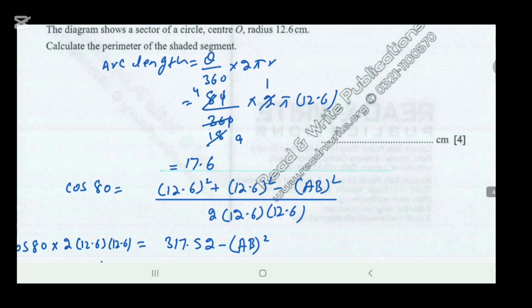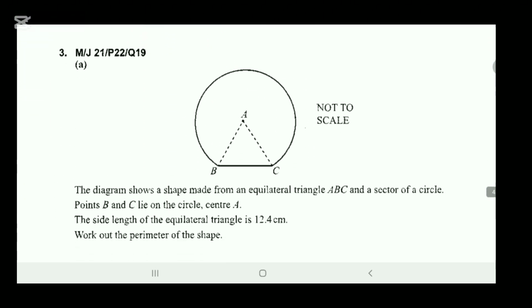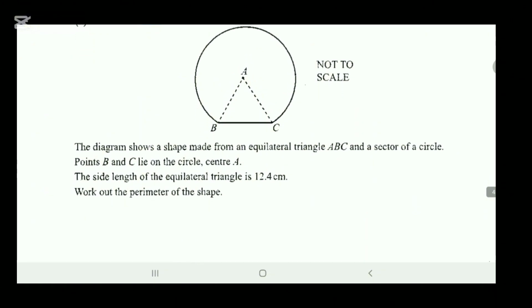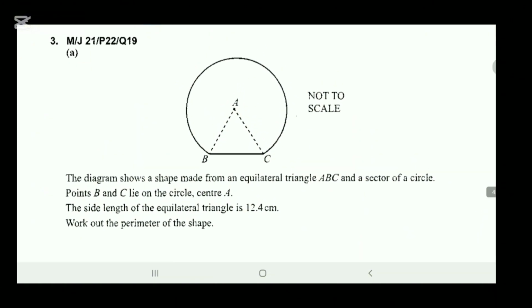So how will you find the perimeter? 17.6 arc length plus the length of that side, 33.8 is the final answer. Okay, the next question, work out the perimeter of this shape. How do you have to find the perimeter? This is the perimeter, arc length and this side of the triangle.